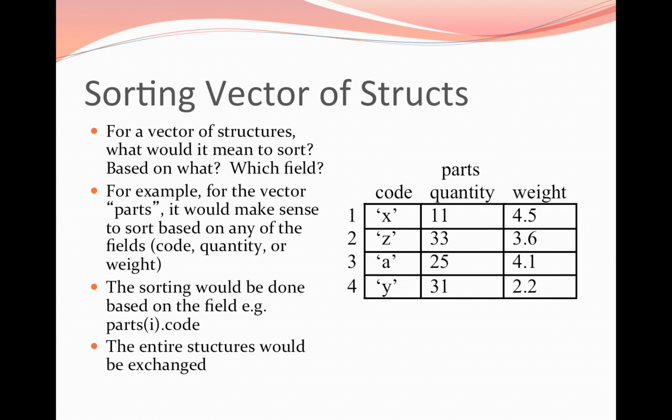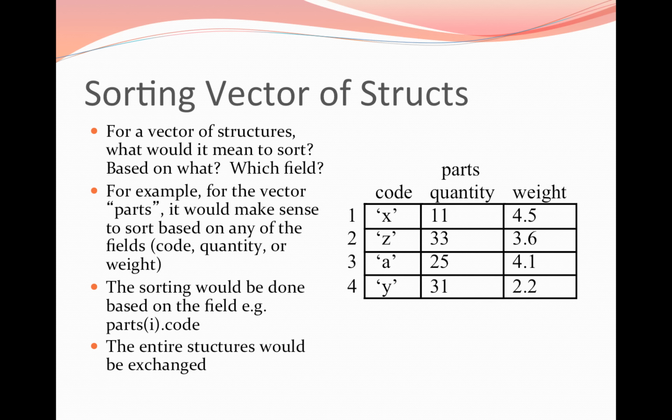Okay, so how about a vector of structures? So here's an example of a vector called parts. Or rather a data structure called parts. It's a vector that has 4 elements in it. Each element is a structure that has 3 fields for the code, the quantity, and the weight. So if you had a vector of structures, what does it mean to sort it? Based on what? Based on which field?